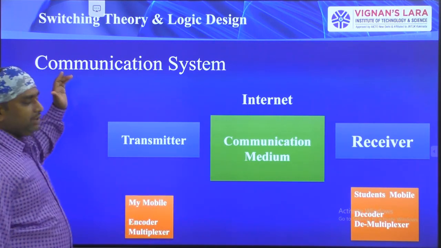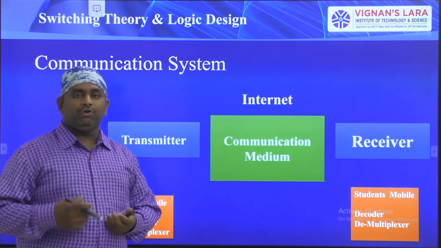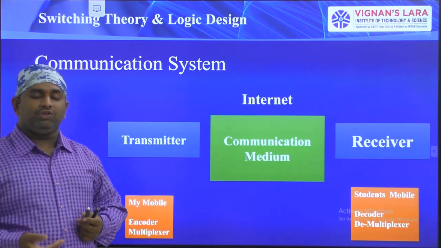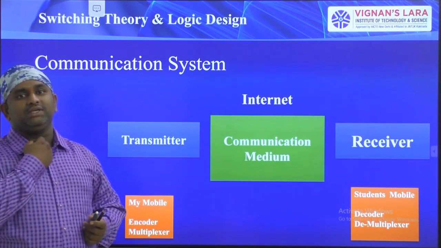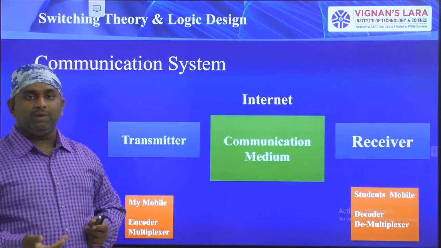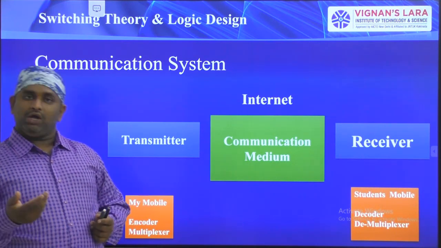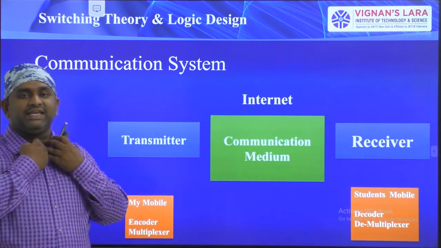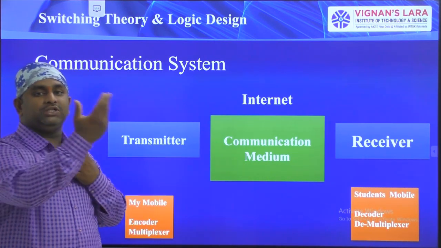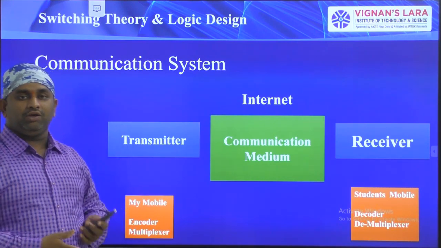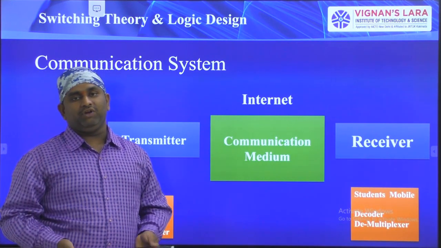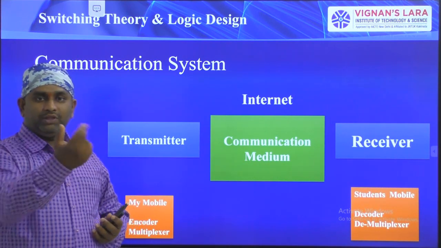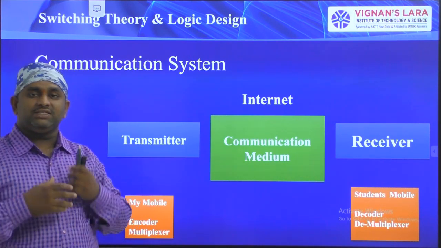Now coming to the communication system. For example, how you are interacting with your friend: with your voice, using some sounds. The sounds may be in the Telugu language, English language, or Hindi language. When you are talking, you are giving some information. This information is received by your friend, and he does some activities based on your instructions. For example, he says, "Hey, give me that pen." So he is asking for a pen.